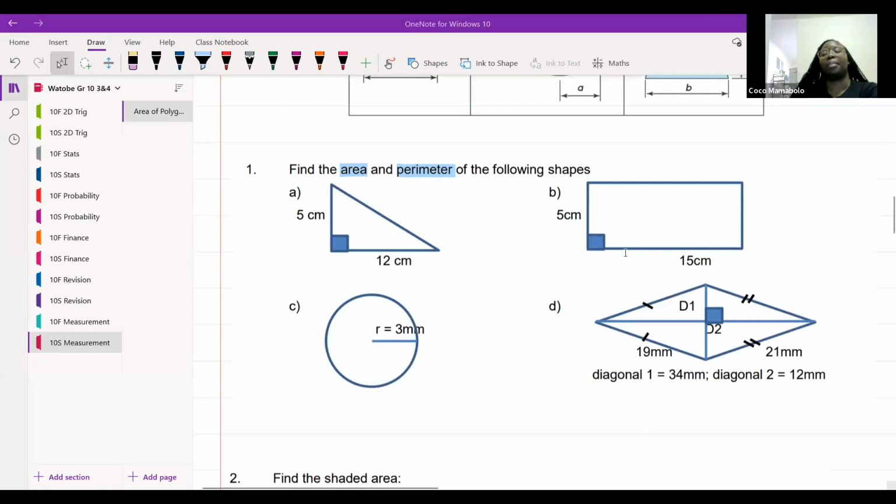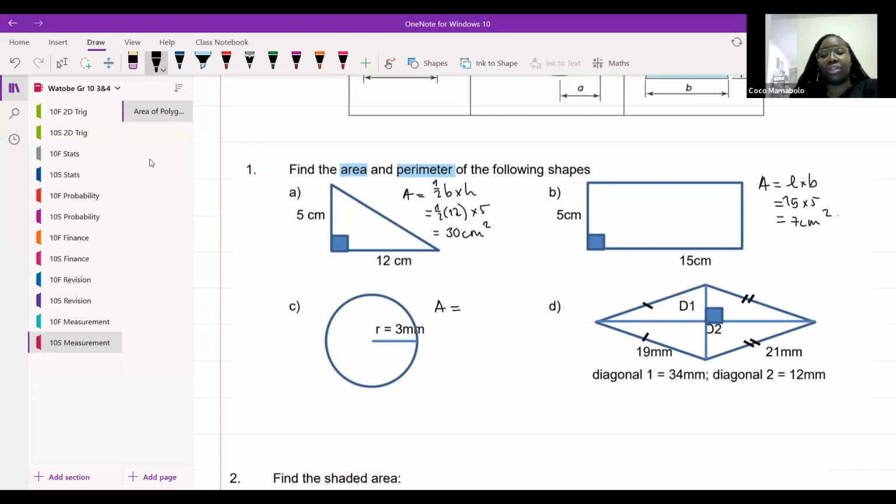All right. Okay, that's time. Let's have a look at some of these questions. Let's start with the area of our triangle. We know that the area of a triangle is going to be half of the base times the height, which is half of 12 times 5, which is 30 centimeters squared. The area of our rectangle is going to be length times breadth, which is 15 times 5. That is 75 centimeters squared.